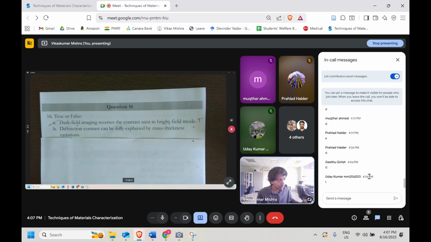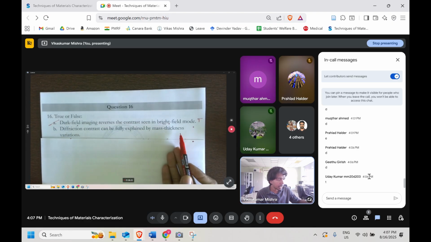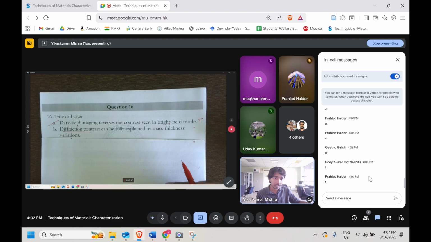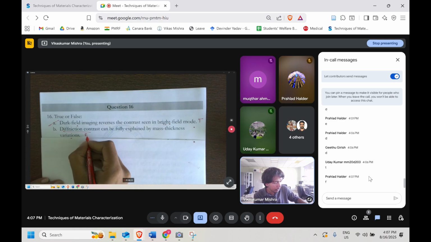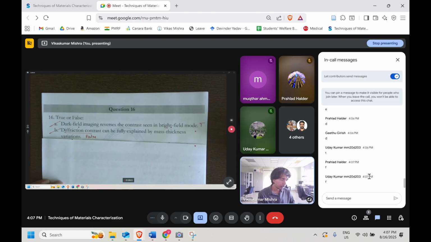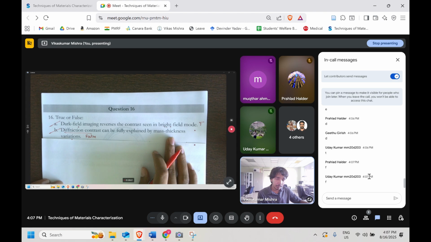Now, the second one. Diffraction contrast can be fully explained by the mass thickness variation. Is the diffraction contrast coming from the mass thickness variation? What is the answer for this? It's false, right, Prahlad? So here, it's a false one. The diffraction contrast is not coming from the mass thickness. Okay, it's coming due to the diffraction which is happening. Mass thickness is just a random scattering.